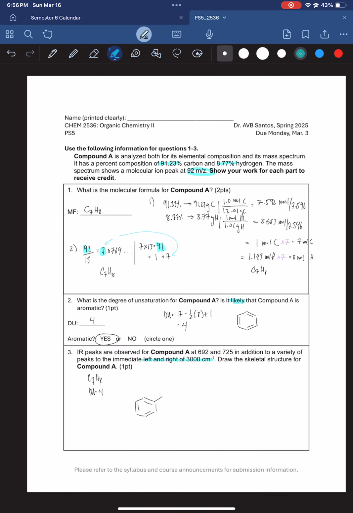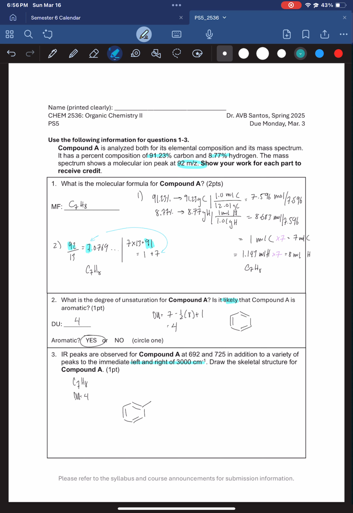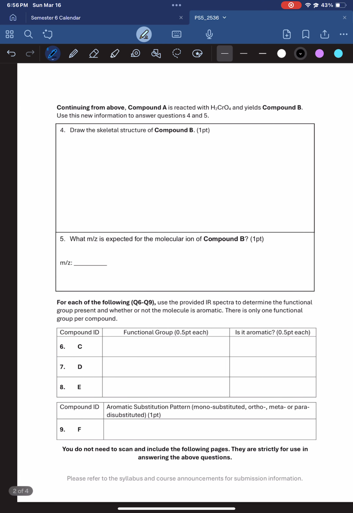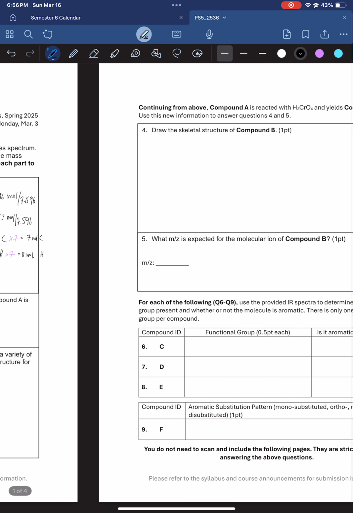So if we look here, or I guess compound A isn't given, but it is known that if we have peaks directly to the left of 3000, that is a pretty clear indication of some sp2 hybridized carbons, and that is going to be very, very prevalent in benzene structure. So it's likely that there's a benzene here, as well as the peaks being observed at 692 and 725 indicate that it is likely monosubstituted, being this coming off of here.